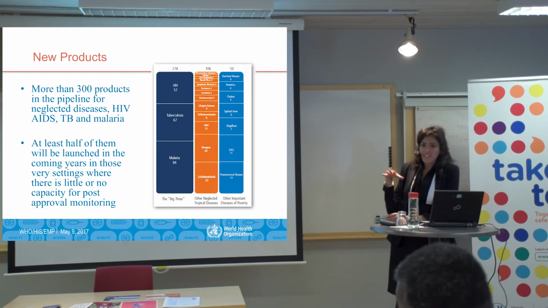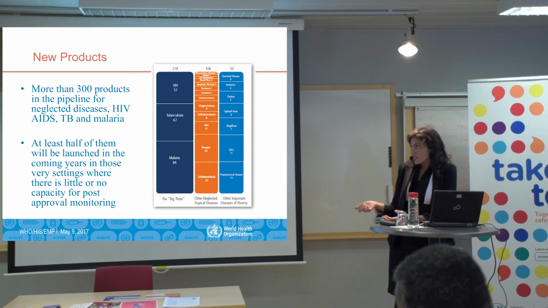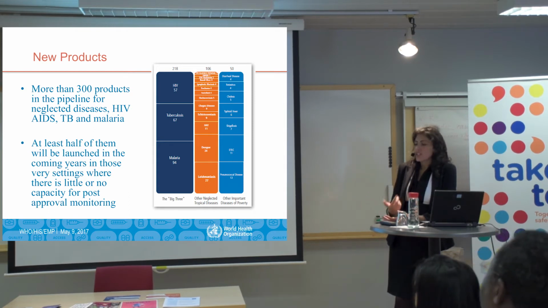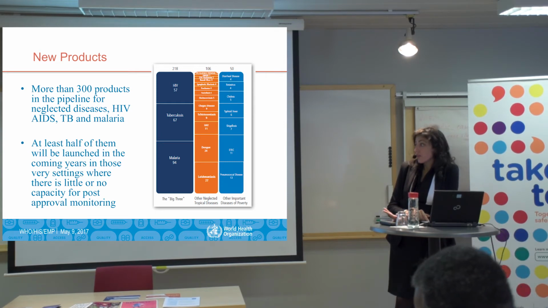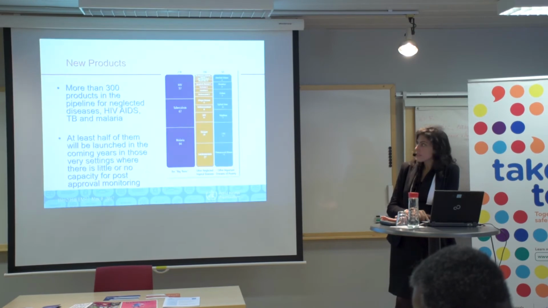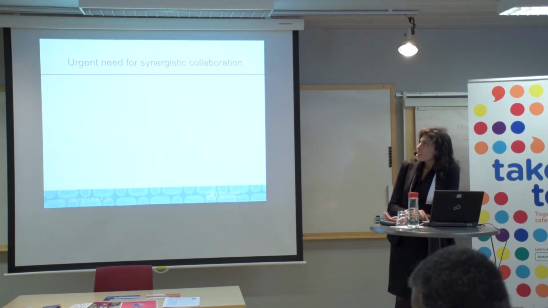Okay, so again, this is a slide that we used earlier about the introduction of new products. In the pipeline, we have over 300 products for diseases such as neglected tropical diseases, HIV, TB, and malaria. Most of them are launched in countries where the PV setting isn't as advanced. So there's an urgent need for synergistic collaboration.